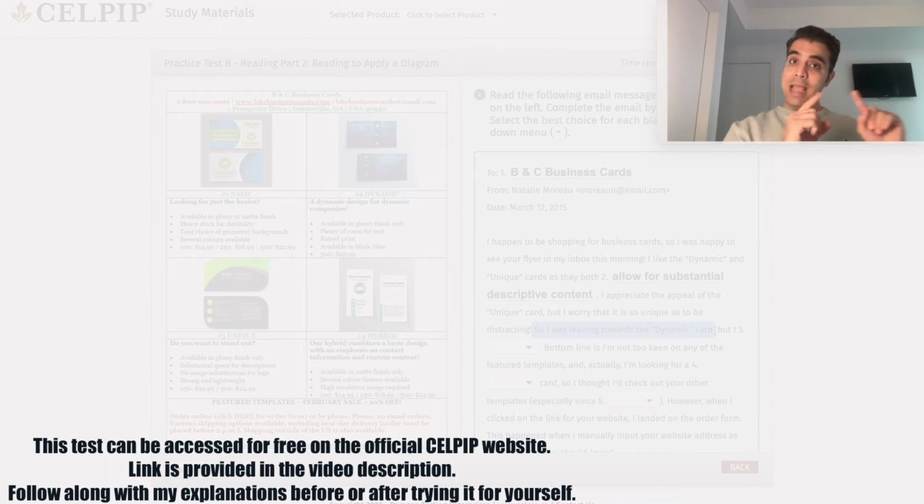So now the focus is on dynamic. I want you to see it like a spotlight, that the writer is flashing this spotlight on different items, and you shouldn't fall behind. You should always know where the writer is pointing. And also, look at the guide words. What do I mean by this? Look, it says, so I was leaning towards the dynamic card. Positive, right? Like, I like the dynamic card.